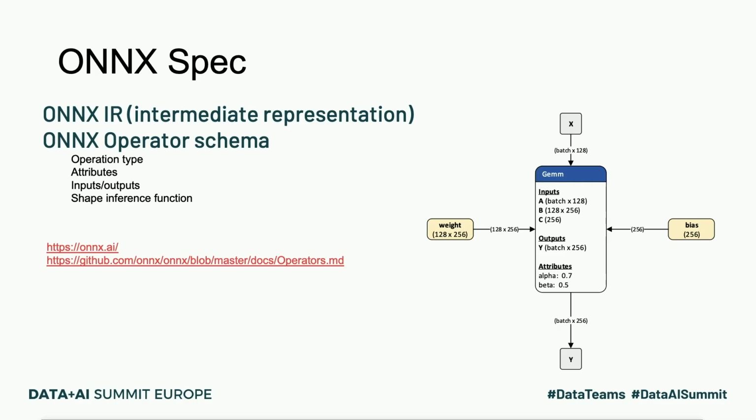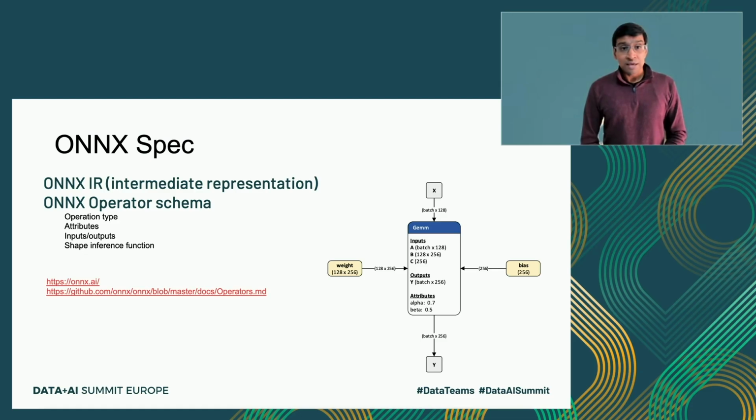ONNX specification is a standardized intermediate representation, and it includes schema for operators defining inputs, outputs, attributes, etc. for that operator. What you see on the right side is the visual notation of an operator. It shows the general matrix multiplication operator with inputs x, weight, and bias. It also shows attributes alpha and beta of this operator and output y.